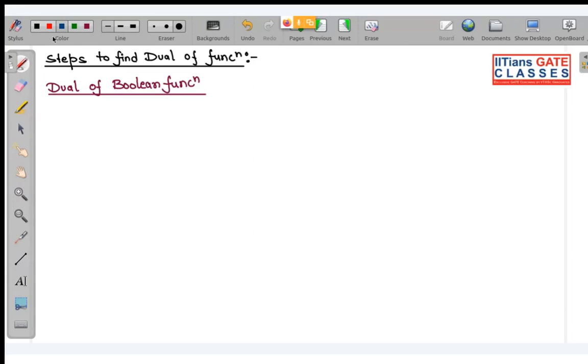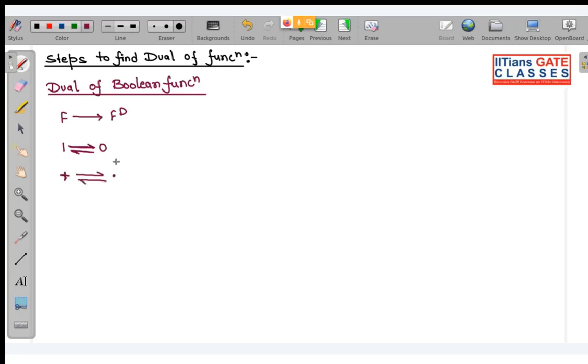What is the dual of a Boolean function? If you have a Boolean function, let me denote it by f. The dual I am denoting by f_d. You get it by interchanging 1 to 0 and 0 to 1, and interchanging the plus, meaning OR, with AND, and AND with OR.